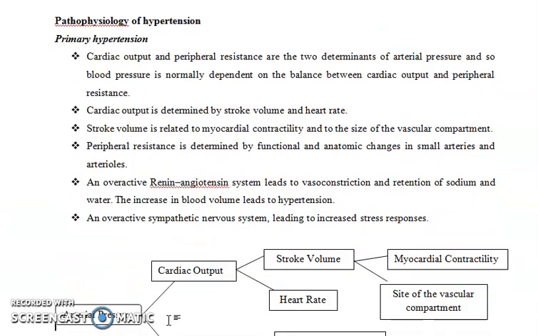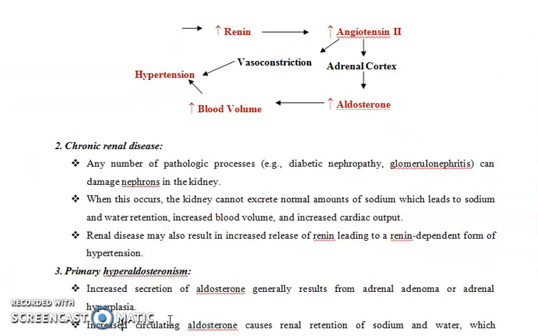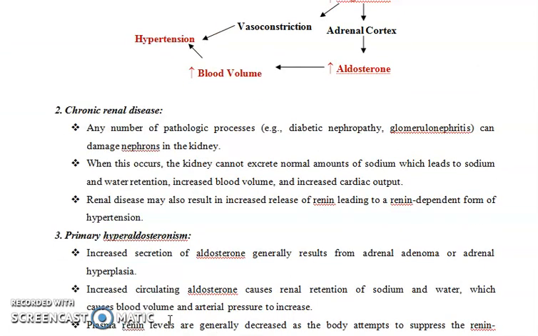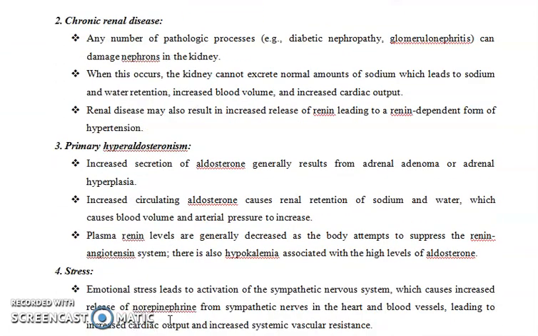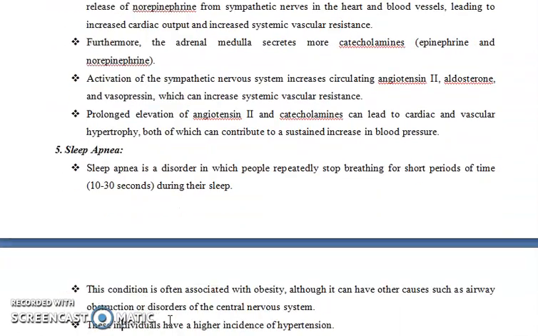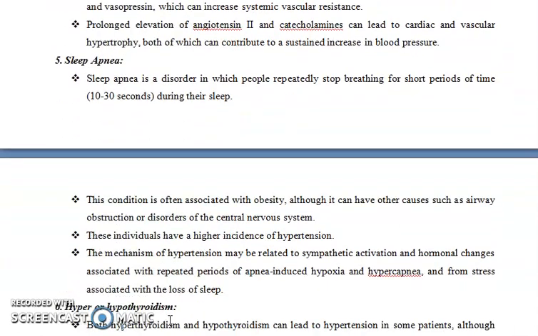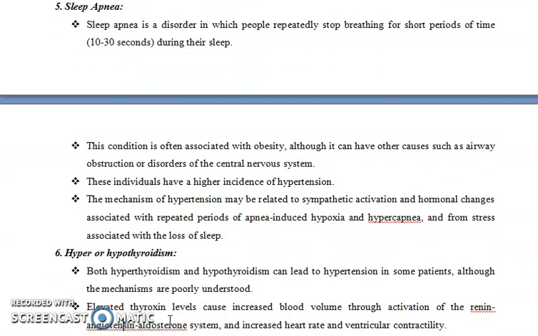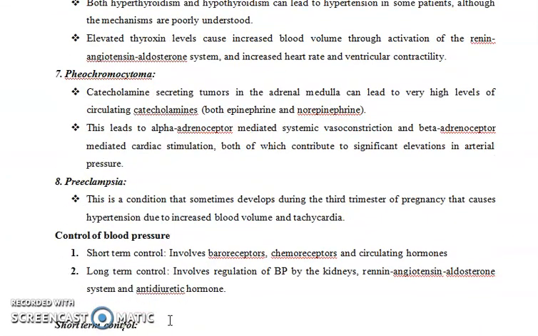Coming to the next one, we have to see the primary and secondary types. As I said earlier, in primary hypertension the exact reason is not known, and secondary hypertension may be due to adrenal disease or renal disease, or it may be stress, or due to hyperaldosteronism or sleeplessness, and hyper or hypothyroidism. There may be several reasons for the increase in BP, and it is considered a secondary rise of blood pressure. Come to the next one, how the BP can be controlled.